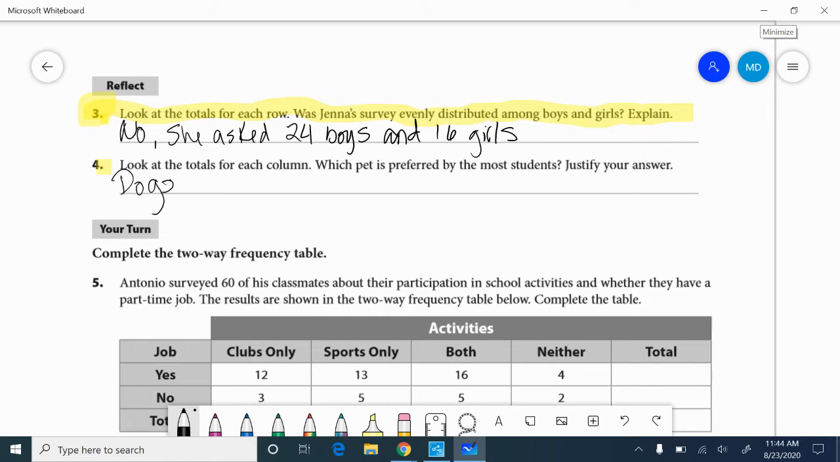Dogs. And the reason why is the total for dog is greater than the other pets.